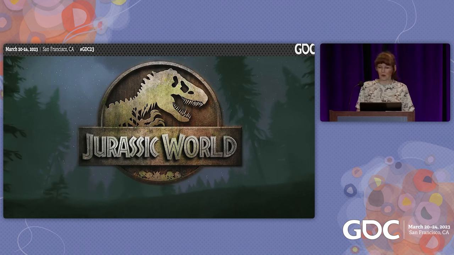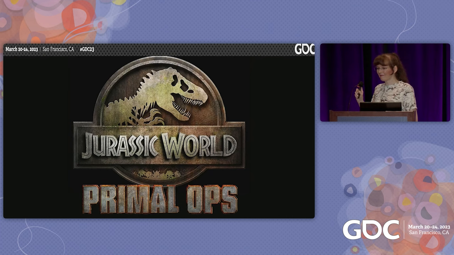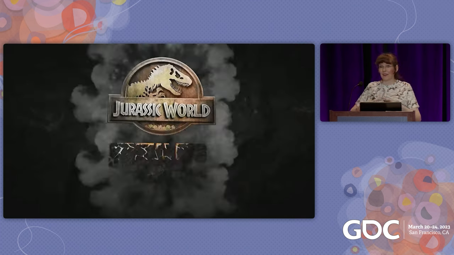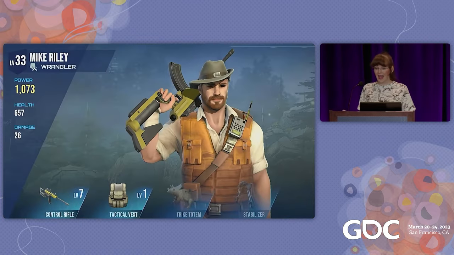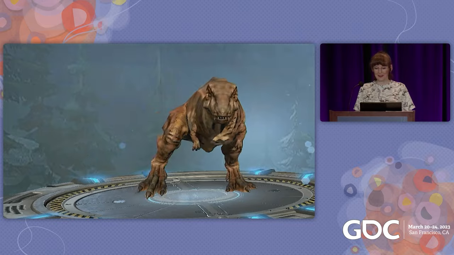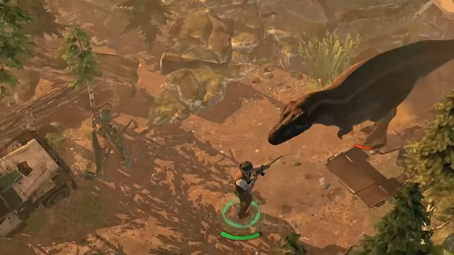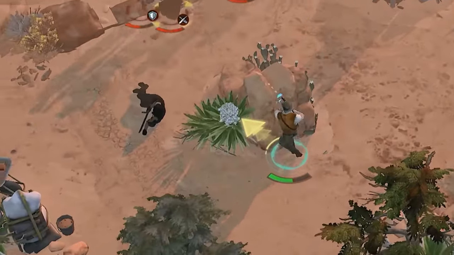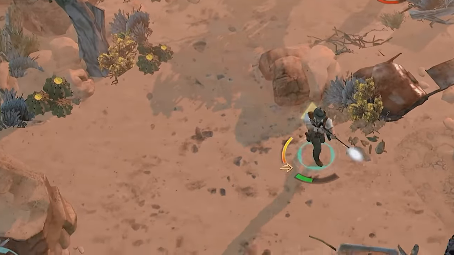In Jurassic World Primal Ops, you are an elite dinosaur handler working for the Department of Fish and Wildlife. Dinosaurs have escaped from their captivity, and they've spread across North America. And it's your job to capture them and bring them back to the reserve. Now, while you're doing that, you're also engaging in firefights with poachers and mercenaries, so you're constantly in danger. The dinosaurs can eat you. The humans can murder you.